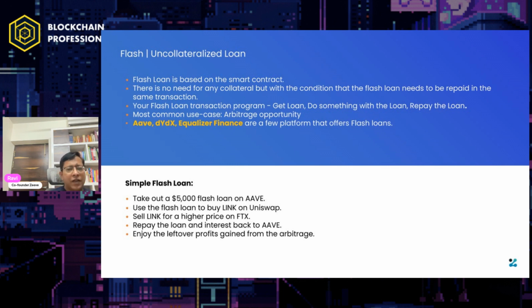There have been a lot of challenges in flash loans also. A lot of flash loan attacks have happened in the last few years. But to understand a simple flash loan, and why somebody would take one: one of the commonest use cases is an arbitrage opportunity.